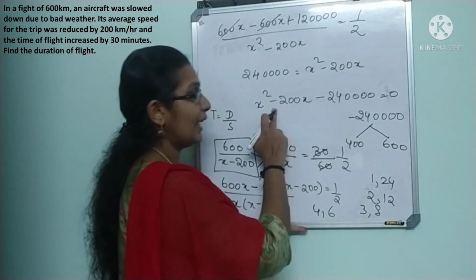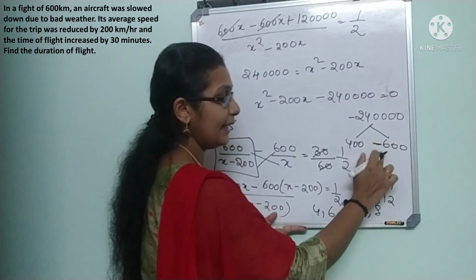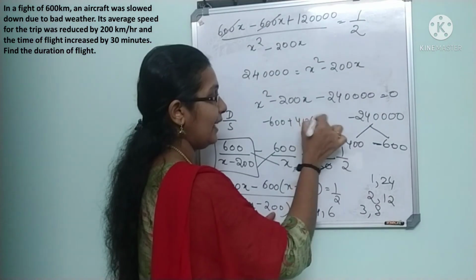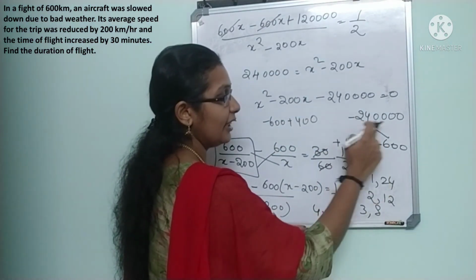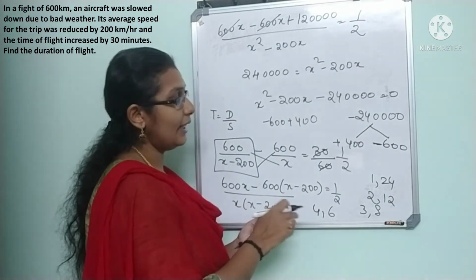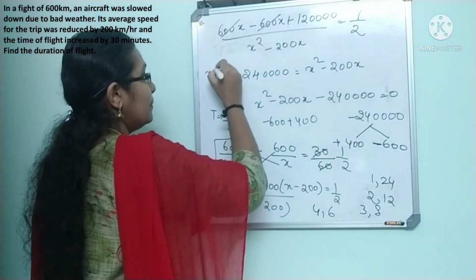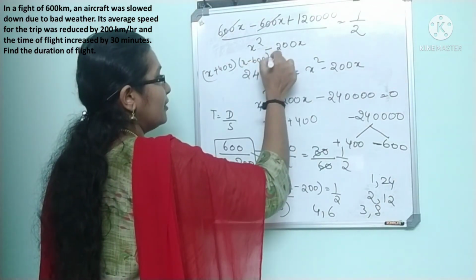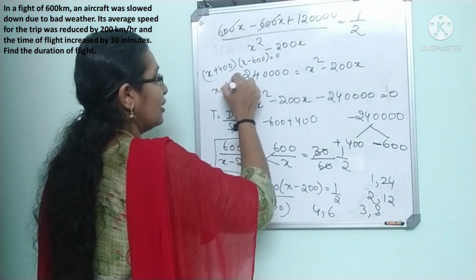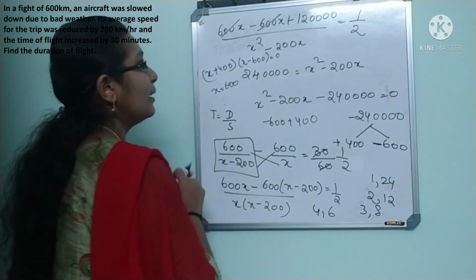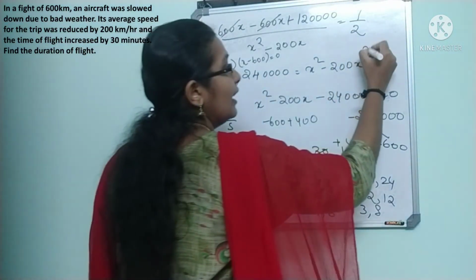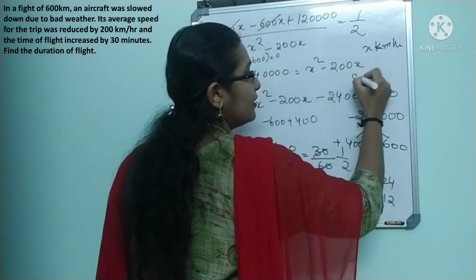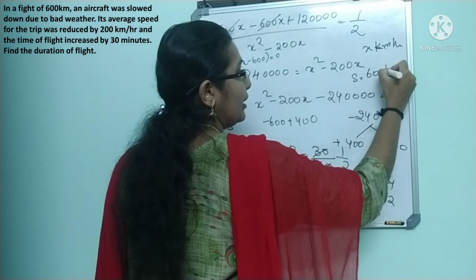So you will have to get minus 200. If you put a minus here, you get minus 600 plus 400, which is minus 200. And when you multiply, you get 240000. Clear? So now x plus 400, x minus 600 is equal to 0. So x is equal to 600. So what is this x? We have kept the speed as x kilometers per hour, correct? Original speed. So the original speed is equal to 600 kilometers per hour.